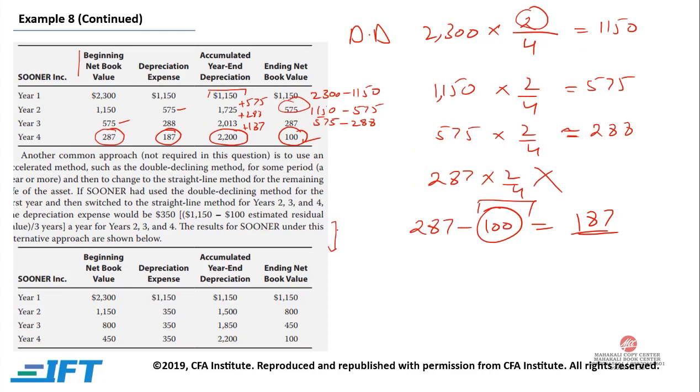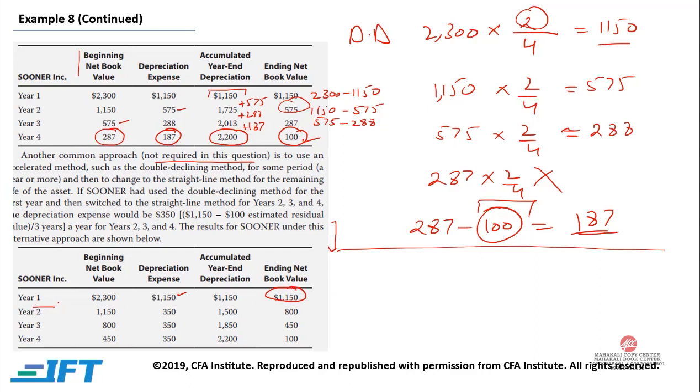Now this example, even though it has nothing to do with the overall explanation, so another common approach, not required in this question, is to use an accelerated method such as double declining for some period and then to change to the straight line method for the remaining. Now in this question we were using double declining in the first year, so as stated our depreciation would be 1150 and our net book value in the end would be 1150 as well.